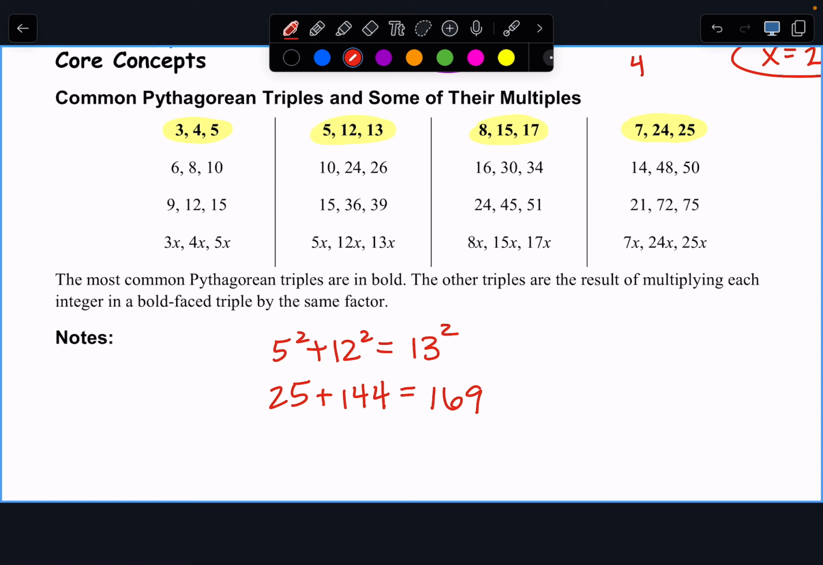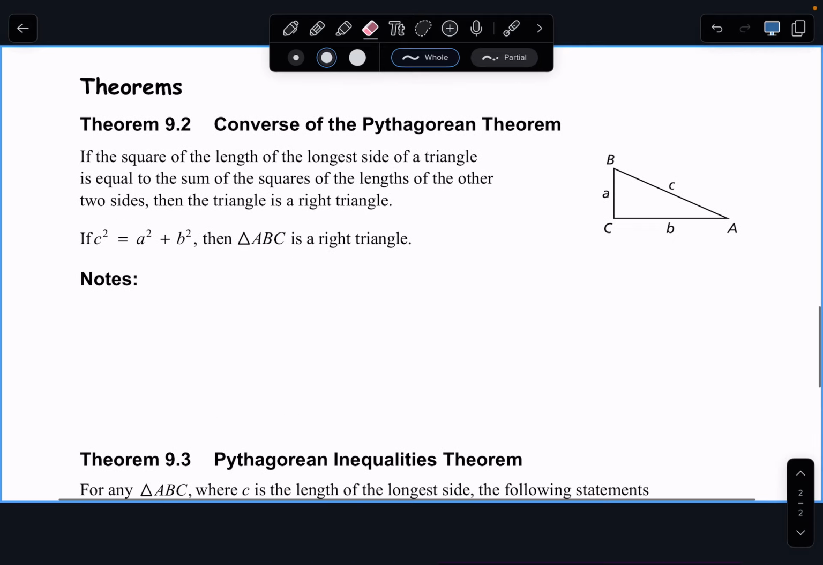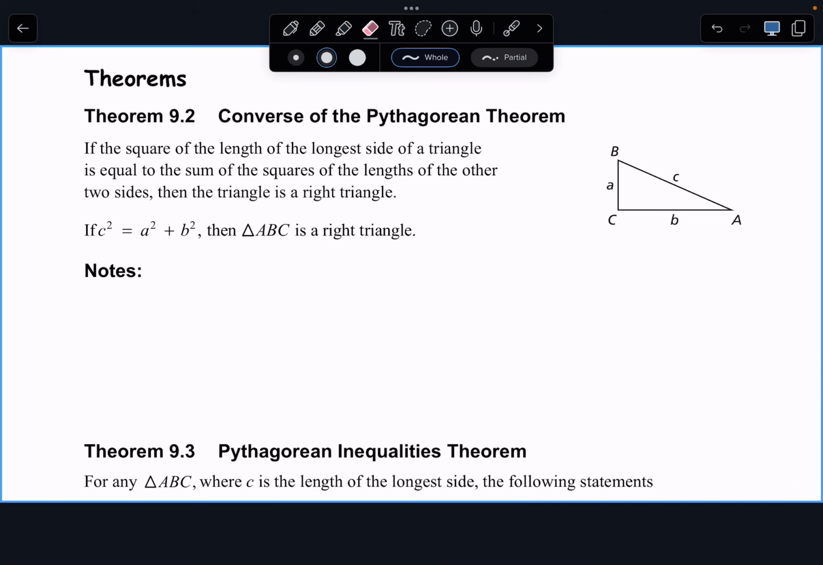Now, what if it doesn't satisfy the Pythagorean theorem? Basically, if we are given 3 numbers that represent the sides of a triangle, if it satisfies the Pythagorean theorem, it will be a right triangle. If it doesn't satisfy the Pythagorean theorem, it's not going to be a right triangle. So if we go to this next page, which you don't have to even flip a page, look at that.